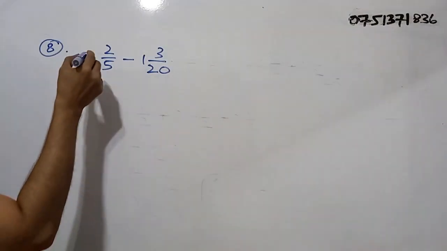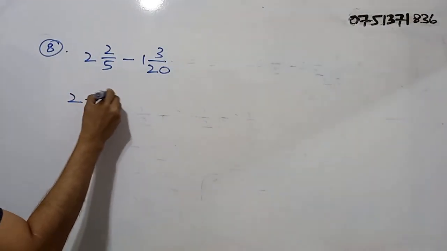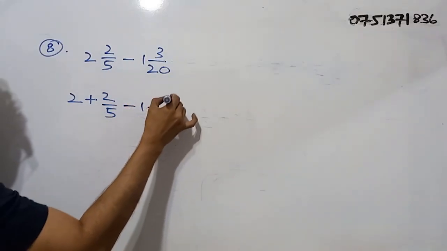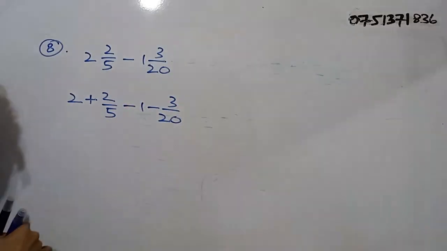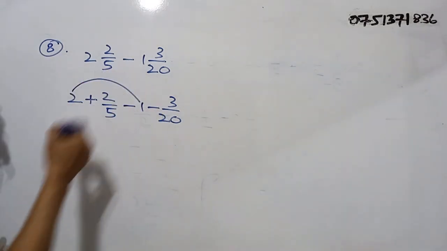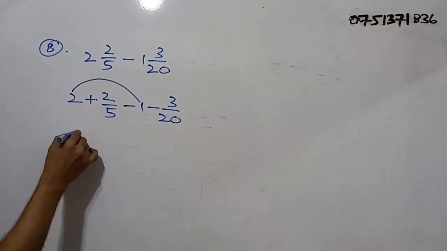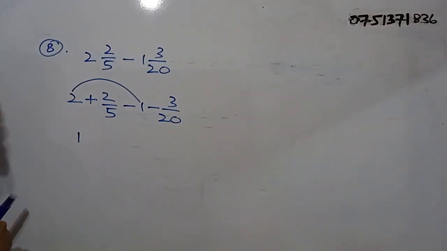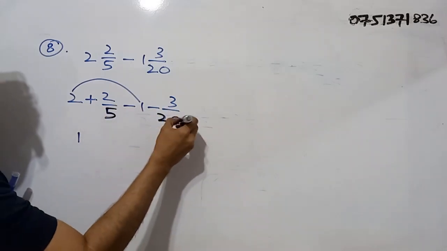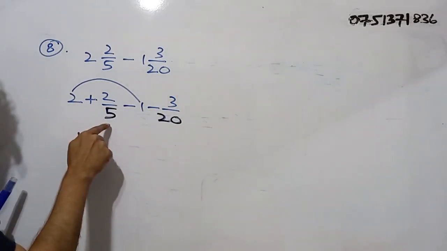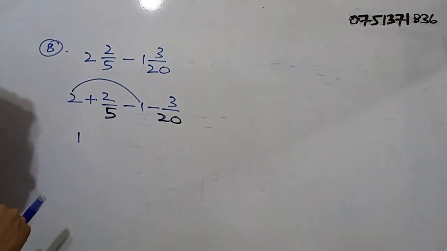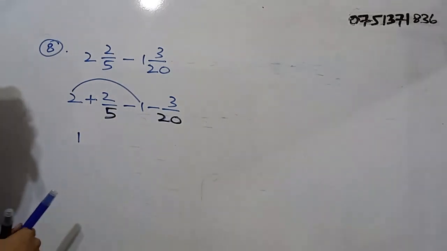Here I can rewrite the first fraction as 2 plus 2 by 5. Then the second fraction as minus 1 minus 3 by 20. Okay. Then I can simplify the two whole number parts. 2 minus 1, that is 1. Then we have two fractions where the denominators are different. One denominator is a 5 and the other one is a 20. So we need to come up with the common denominator. What will it be? 20.